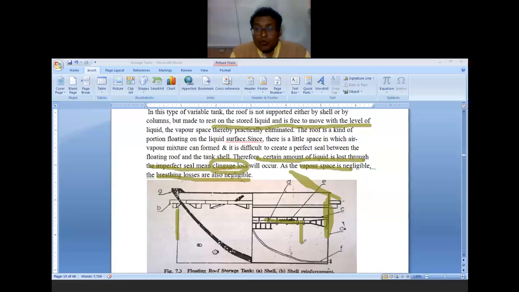So when this floating roof moves downward, the wall surface is left with certain liquid droplets, and as a result the evaporative losses from the adhered liquid will be observed. However, the breathing losses are negligible in this floating roof, but the clingage losses are prominent in this floating roof.